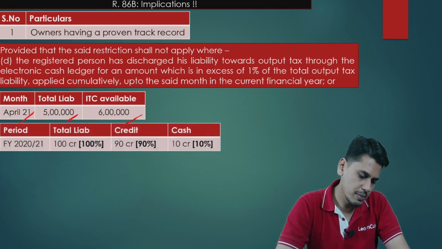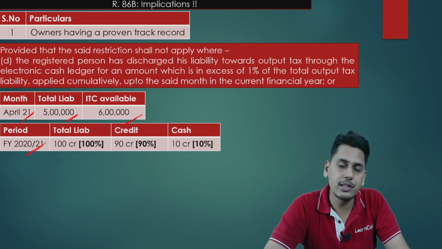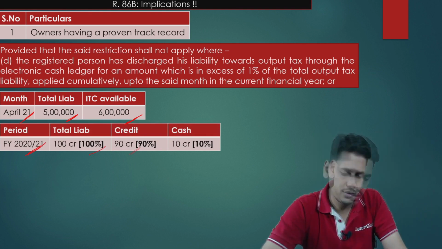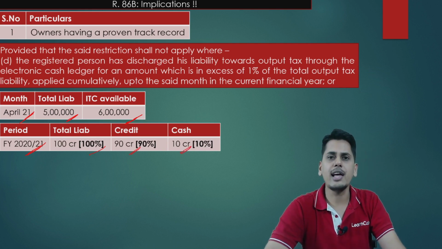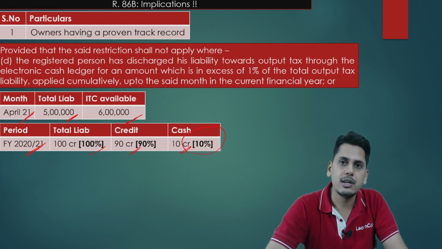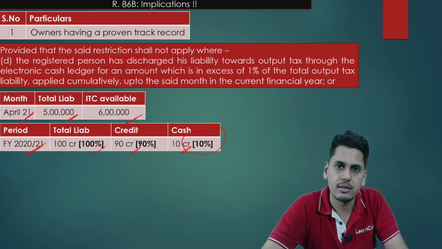Now I go to the history. I check for the past financial year 2021. Total liability was 100 crores. How much have I discharged through credit? 90 crores. Through cash, 10 crores. In the last financial year, I have discharged 10% of my total liability through cash ledger.